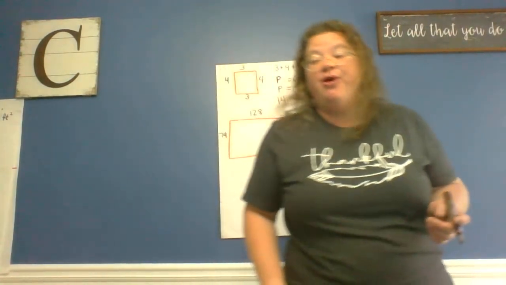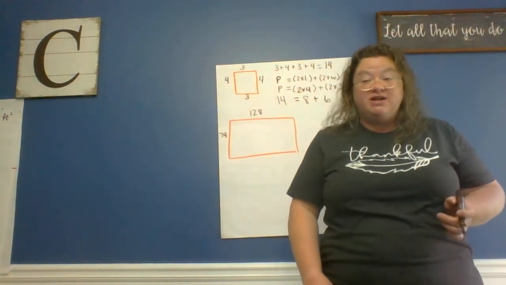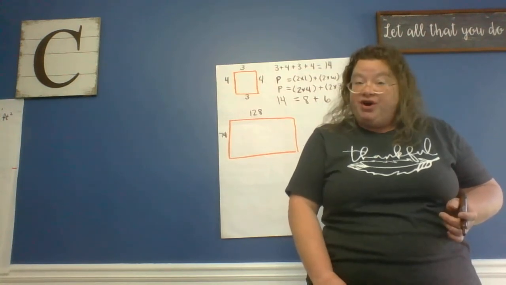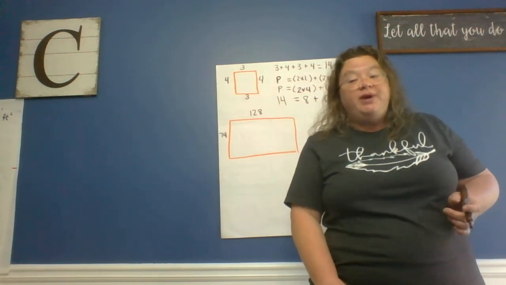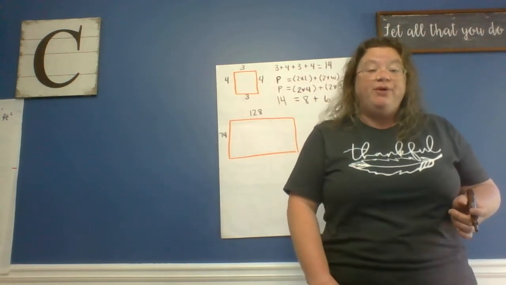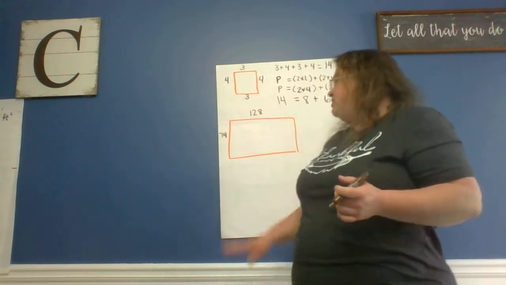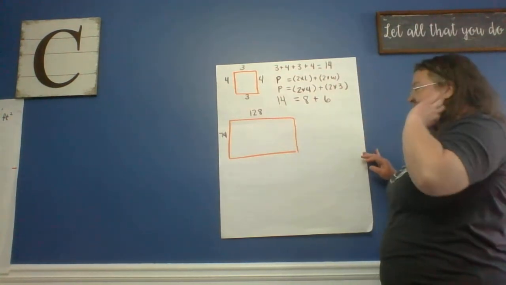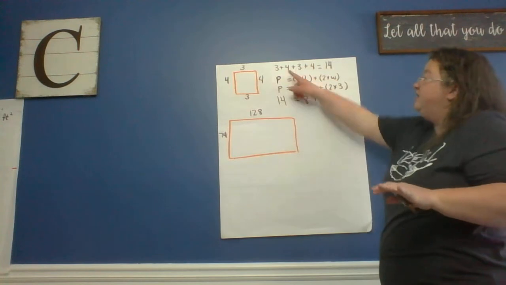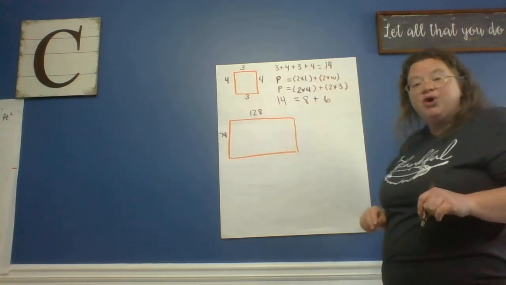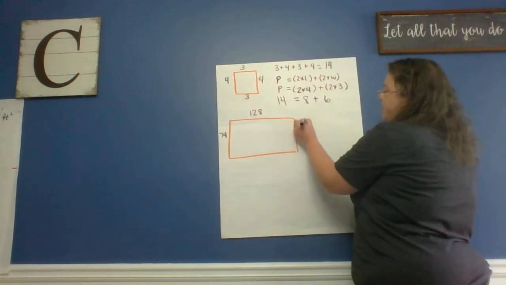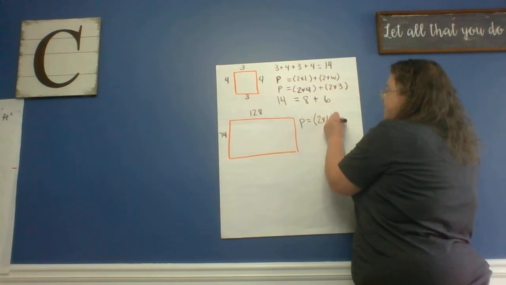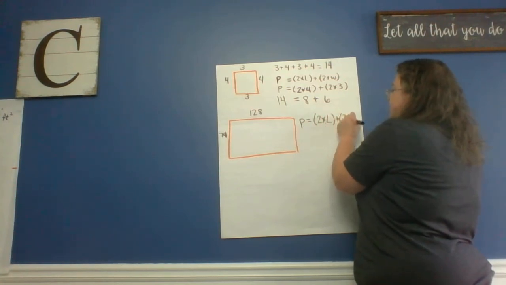So let's look at another problem. Ms. Cross wants to build a fence around her yard. If her yard is a rectangle and is 74 feet wide and 128 feet long, what would the perimeter of the yard be? So I drew this one a little bit bigger, and I'm not going to add like this time. I'm just going to use my formula. So perimeter equals 2 times the length plus 2 times the width.